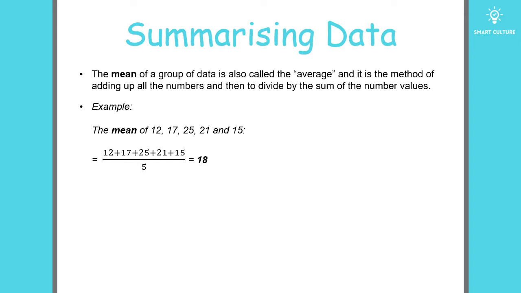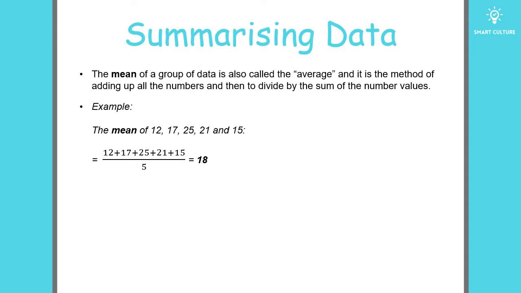How do we get to this answer? What we do first is we add the number values: 12 plus 17 plus 25 plus 21 plus 15, and then we divide it by 5. Why do we divide by 5? Because we are working with 5 number values. 12 is the first value, 17 is the second value, 25 is the third value, 21 is the fourth value, and 15 is the fifth value.